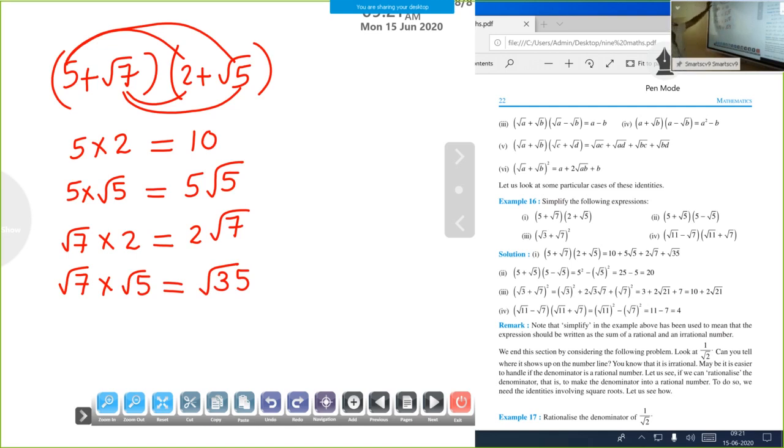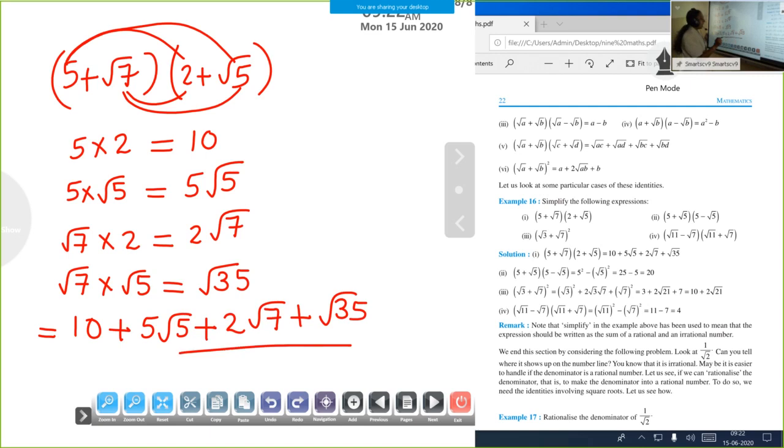First step is multiply 5 with both the numbers, 5 into 2. Second one, 5 into root 5 is 5 root 5. Again, multiply root 7 with both the numbers. Root 7 into 2 is 2 root 7. And the next one, root 7 into root 5 is root 35. These are the 4 terms. All are positive numbers. All the 4 terms are positive. So you write together our final answer equal to 10 plus 5 root 5 plus 2 root 7 plus root 35. This is our final answer.